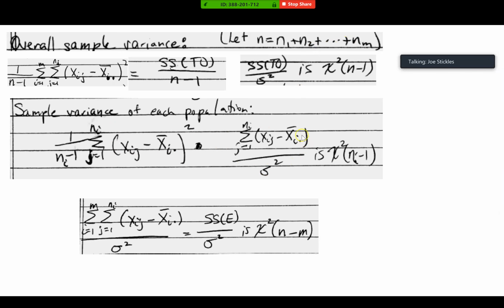So if we multiply that by n sub I minus 1 and divide by the variance, we get a chi-squared random variable. So all this next line here is, if we add up chi-squareds, they're all independent. So if we add up chi-squareds, we still get chi-squared. So when we take this entire double sum here, which is basically each of the data points minus the individual sample means, we get a chi-squared of n minus m degrees of freedom. We refer to this double sum on top as the error sum of squares. So that's what the E is standing for, is error.